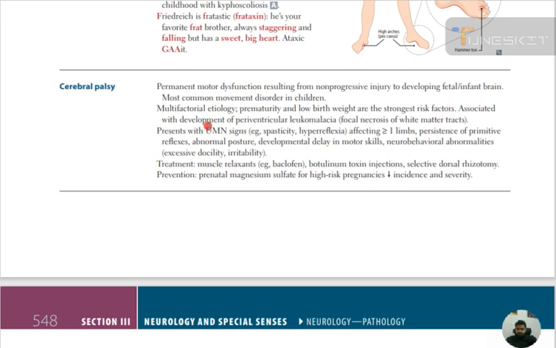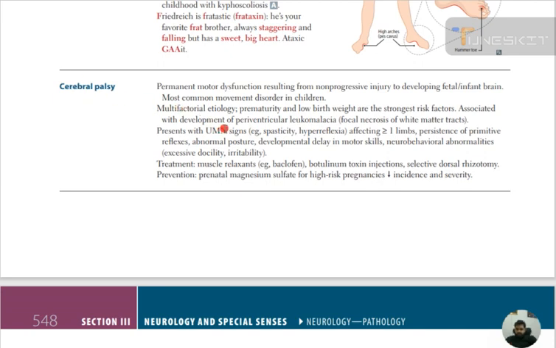Other associated developmental abnormalities are periventricular leukomalacia, which includes focal necrosis of white matter tracts. It presents with upper motor neuron signs as the cerebrum is involved.